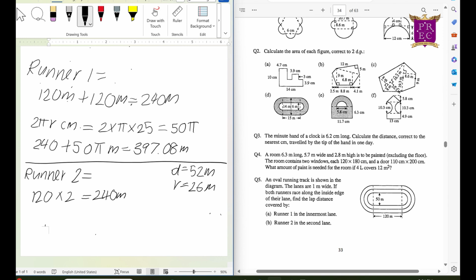And we do the same thing as before. The circumference of a circle is 2 pi r. We're just finding the circumference of this half circle and this half circle, which gives us a full circle. So 2 pi r is 2 times pi times 26. So we're looking for 240 plus 52 pi meters, which is equal to 403.36 meters, correcting to 2 decimal places. And that's it. That's the answer.